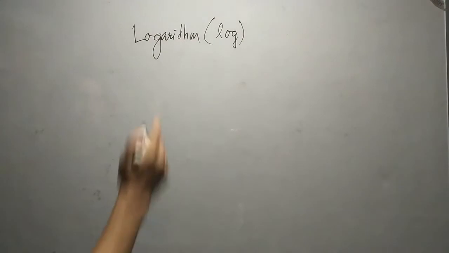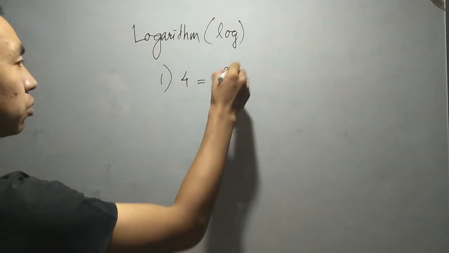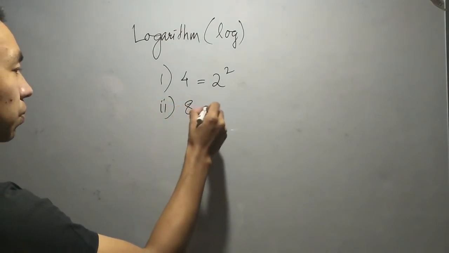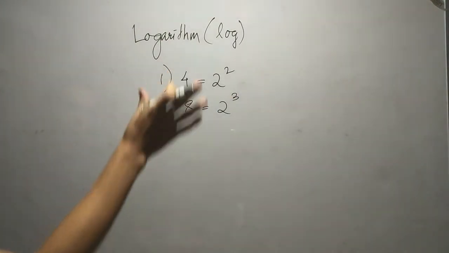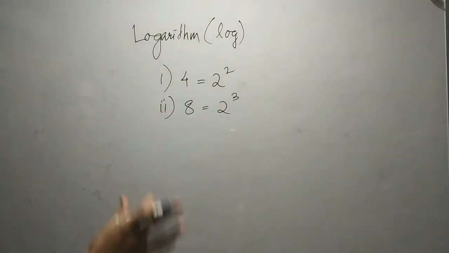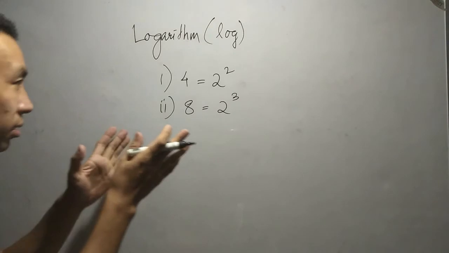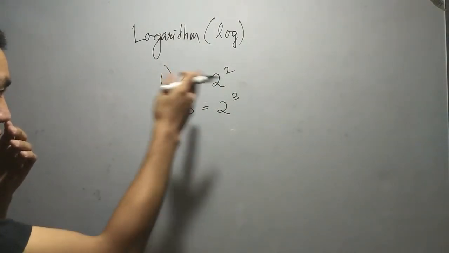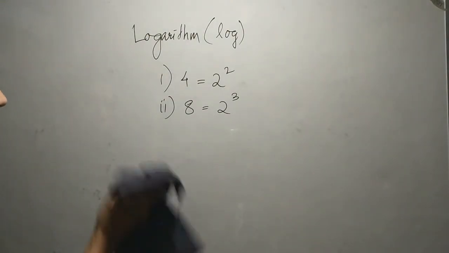Now let me give you some problems. You solve them by yourself. The first one is 4, which we can represent in the form of 2 square. The second problem is 8, which we can represent in the form of 2 to the power 3. Try these two problems by yourself and then tell me whether you could solve them or not. You have to represent these two in the form of logarithm. So that is about the logarithm.